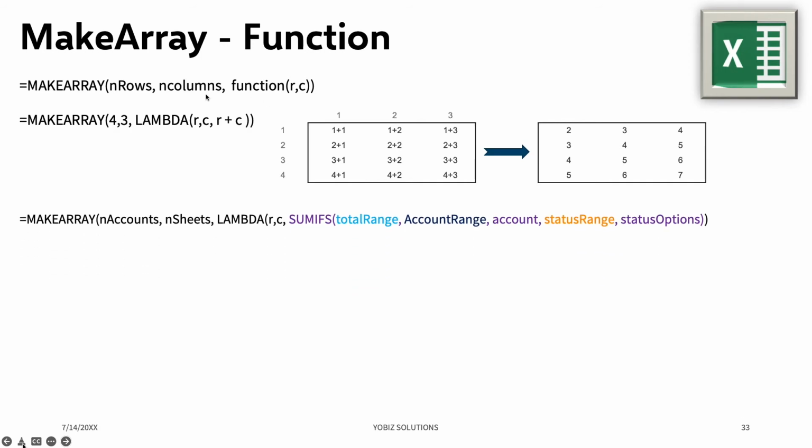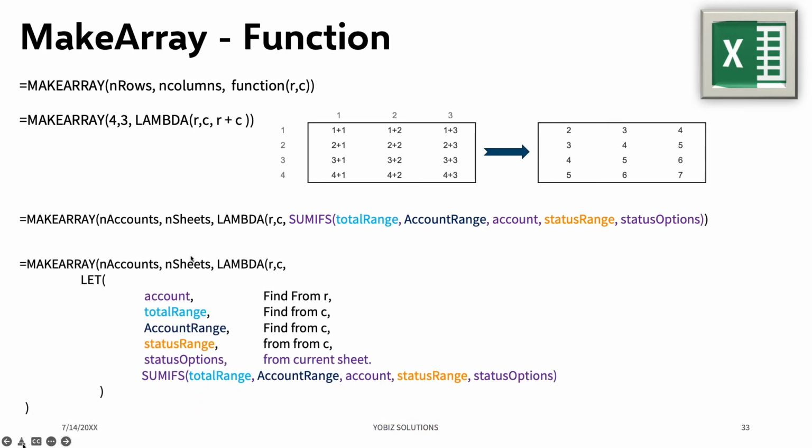Basically we will do a MAKEARRAY function. We have the number of accounts and we have the number of Excel sheets, and then we do the LAMBDA function. In the LAMBDA function, you would know the current row and the current column index. And then this is where we will inject the SUMIFS function that we just reviewed in the previous sheet. So that, in a nutshell, is the function that we're trying to accomplish.